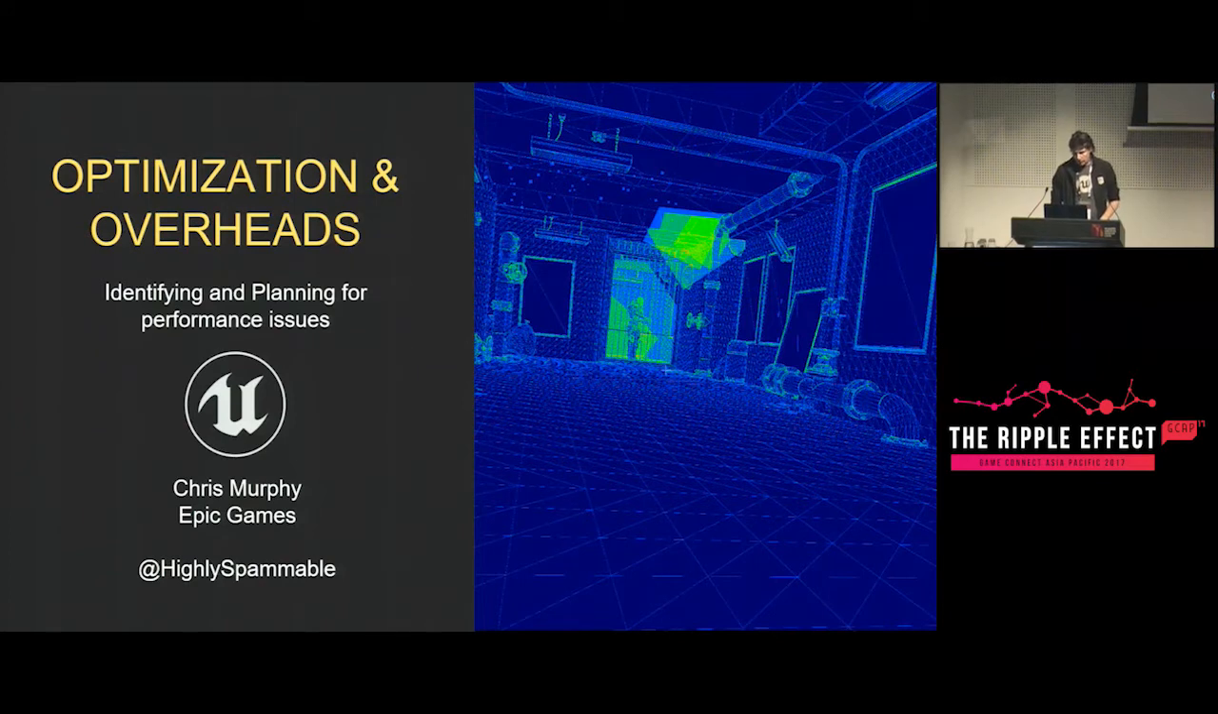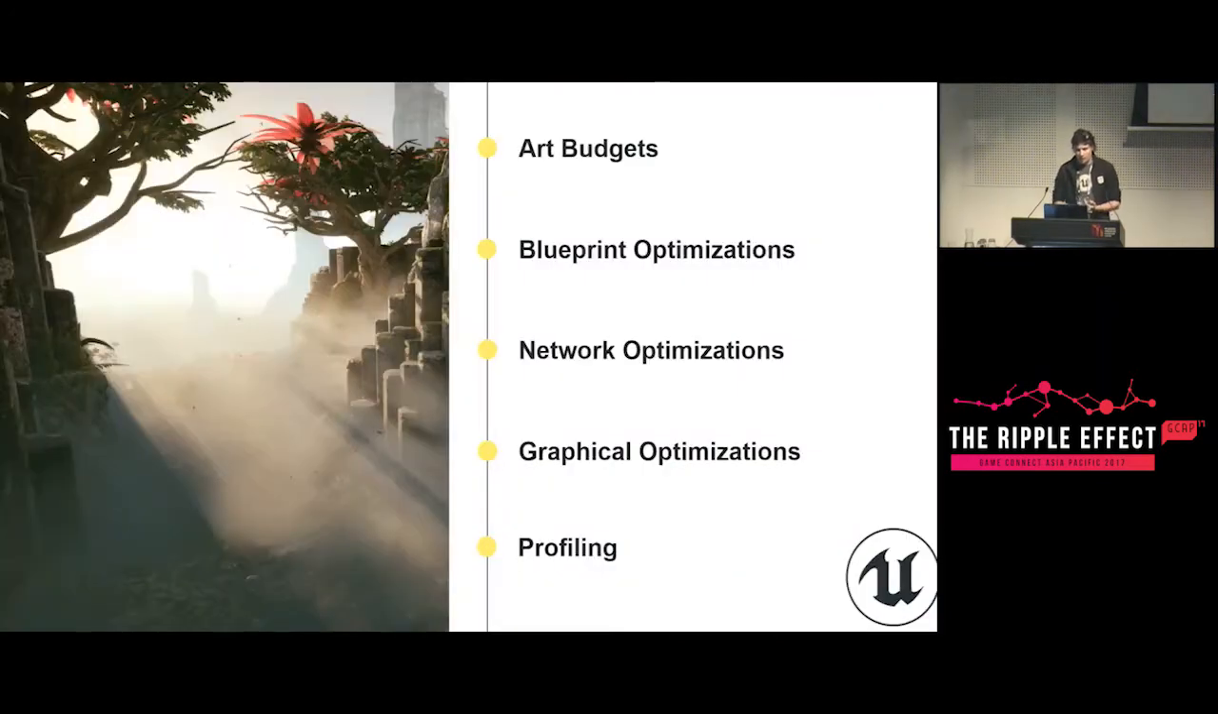For today, we're going to be covering quite a few topics, as I mentioned. So to begin with, we're going to be looking at art budgets, just generally what you've really got to consider when you're first forming them. Blueprint optimizations, network optimizations, graphical optimizations, and then a general overview on profiling and how to have actually an idea of what's going on within your project.